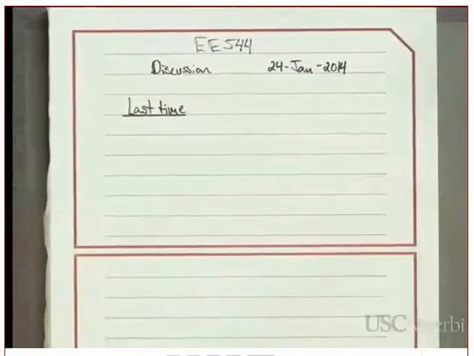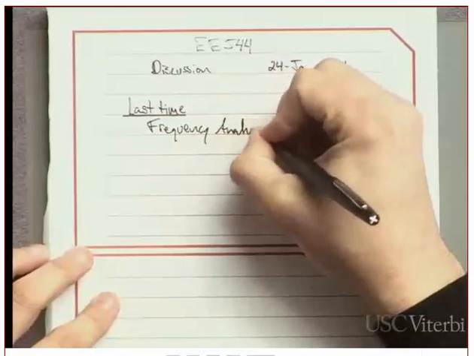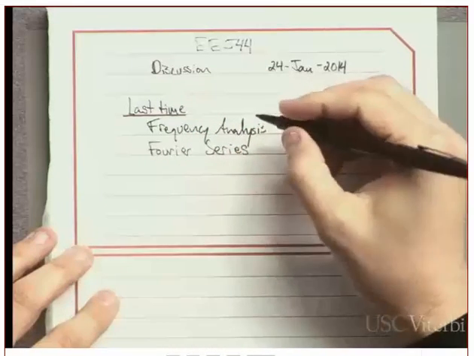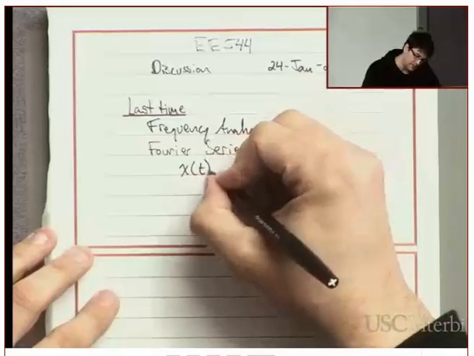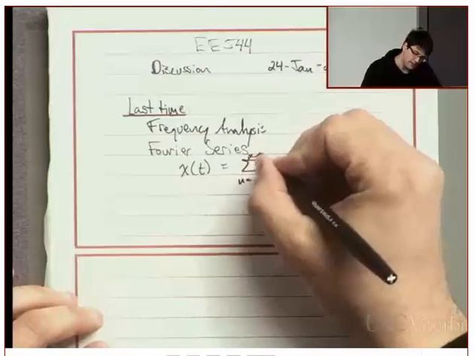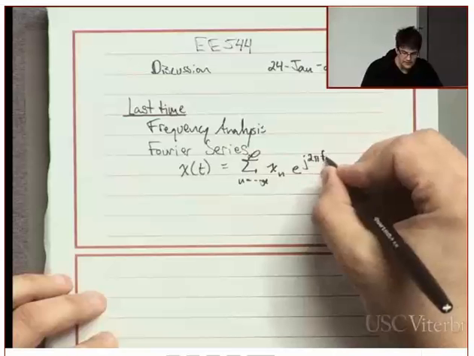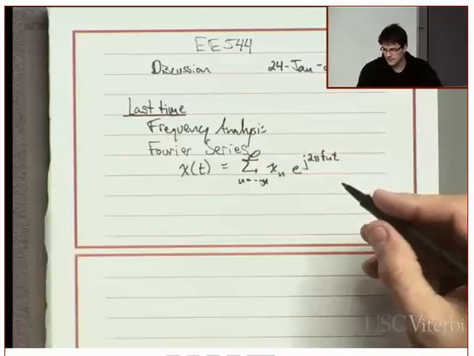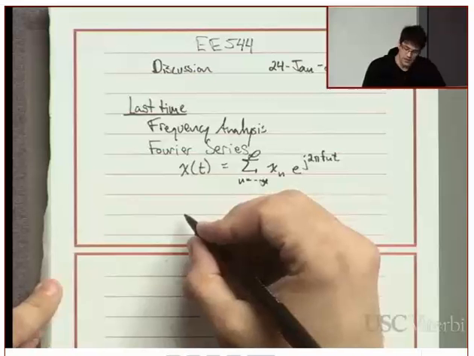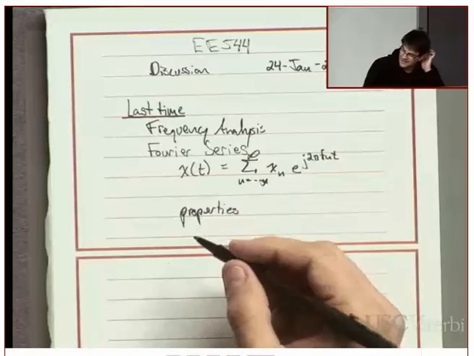Thank you. So last time we had a good time with our frequency analysis. And then, of course, we did a Fourier series. And just to remind you, the Fourier series that I used was the exponential Fourier series, rather than sinusoidal or cosinusoidal. That's the time series in terms of the Fourier coefficients themselves. And then I talked a little bit about the properties, just to remind you guys what they were, or that they existed.